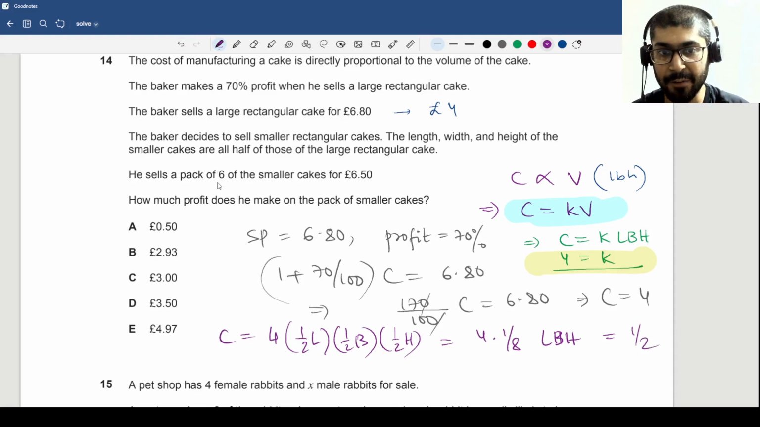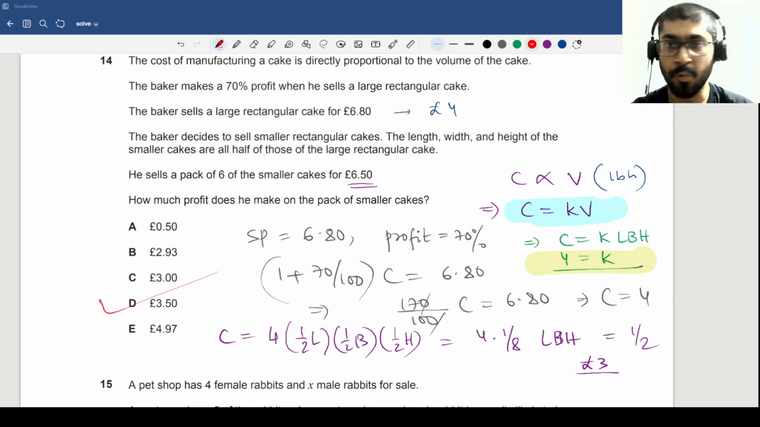He sells a pack of 6 of the smaller cakes for 650. Now if the cost of one cake is half, selling 6 of them would just cost 3 pounds, right? And he sells it for 650. So what is the profit? 350. Option D.